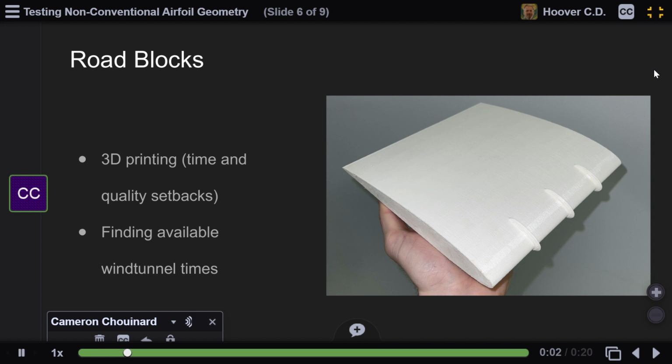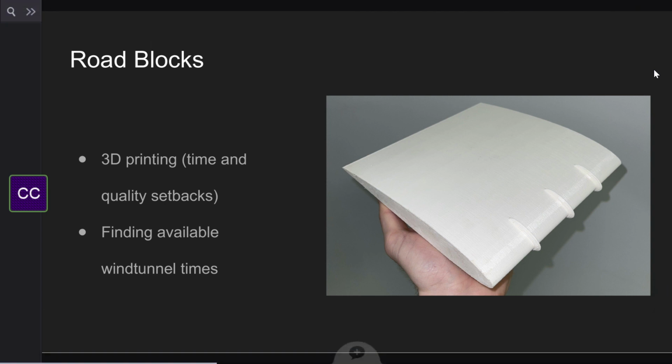Several difficulties our group faced throughout the semester included print times, print quality, and wind tunnel availability. All these roadblocks were overcome. Shown in the image is the leading edge wing fence airfoil, which had the worst quality printing.